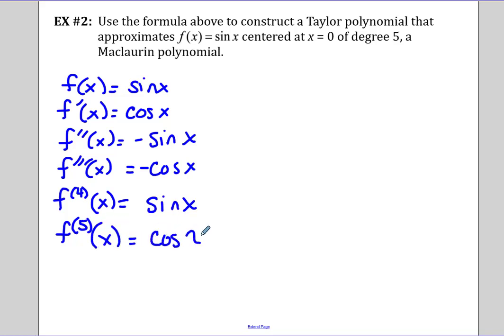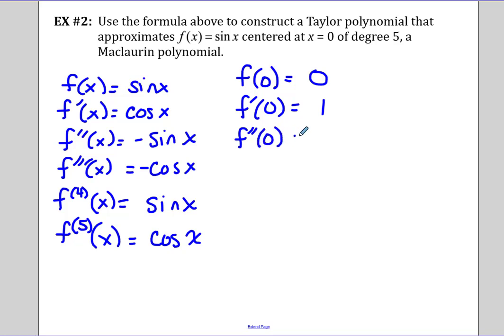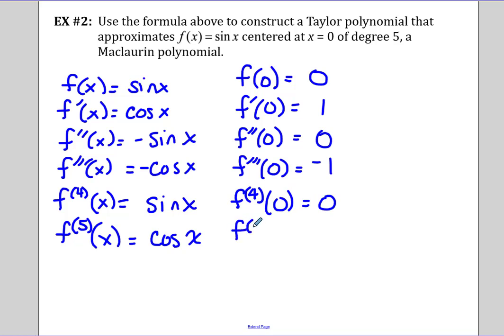And our fifth derivative is cosine. And just like in our exploration, we next want to evaluate f of 0, so the sine of 0 is 0. The f prime of 0, so the cosine of 0 is 1. The f double prime of 0 is 0. The third derivative at 0 is negative 1. The fourth derivative at 0 is 0. And then finally, the fifth derivative at 0 is 1.